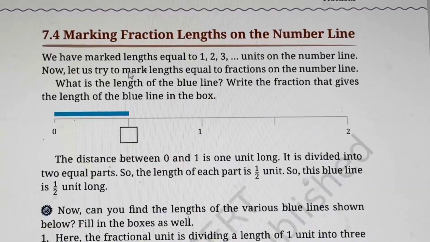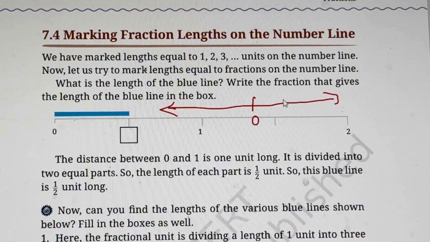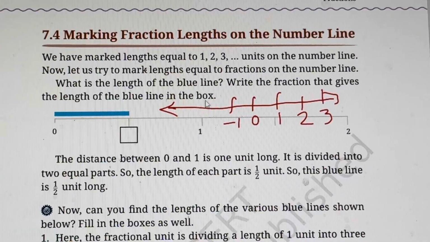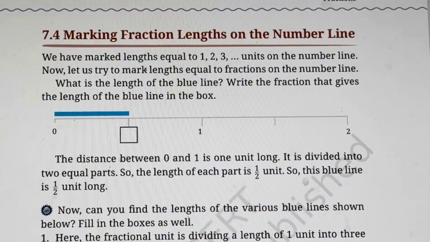So previously we have learned how to mark numbers on a number line, like natural numbers, starting from 0, whole numbers: 0, 1, 2, 3. Even integers we have marked, -1, -2, like this. But we have never marked fractional numbers, right? So we have learned this number line, but never marked fractional numbers. So in this, we will learn how to mark fractional numbers on a number line.